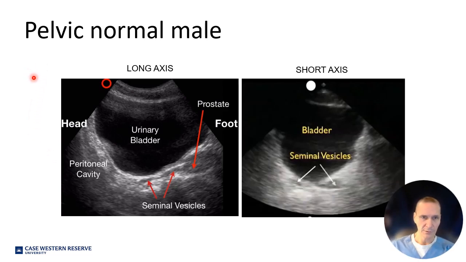Here's a normal male, no free fluid here. This is the bladder, the prostate gland, the seminal vesicles are here. Again, the patient's head is this way, the feet are here. Here's a short axis view, so the indicator is towards the patient's right. Here's the bladder, full bladder, seminal vesicles. I would be less concerned with memorizing exactly what the structures are. Again, we're looking for free fluid.